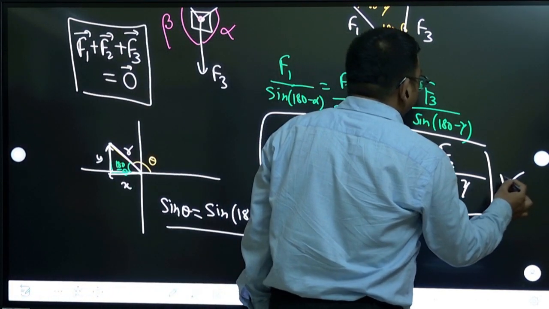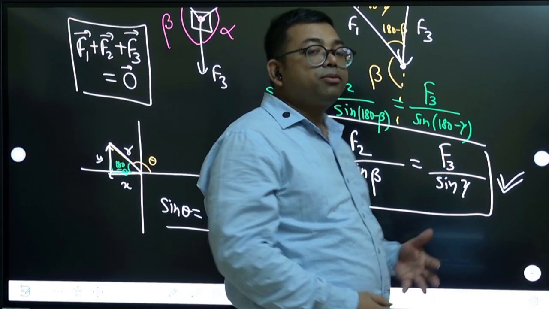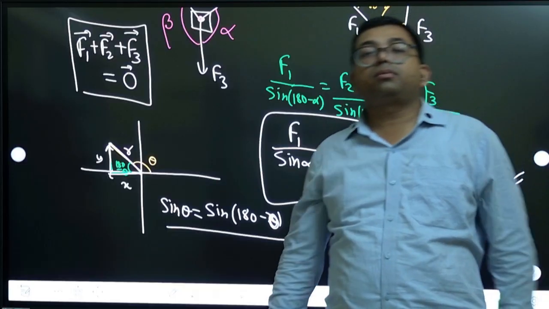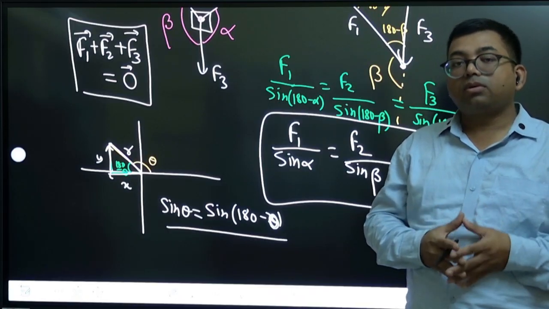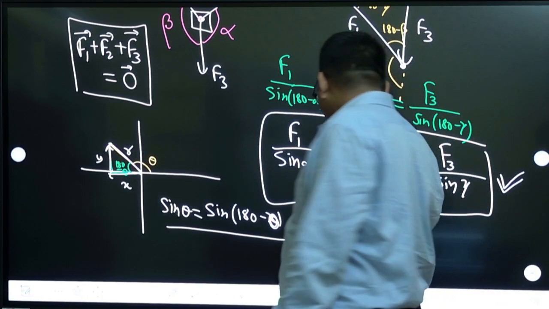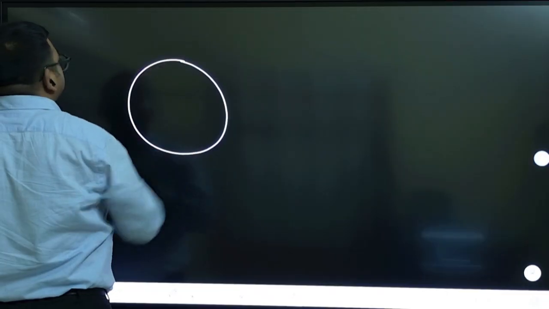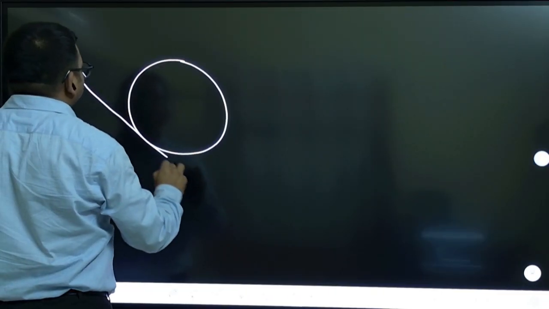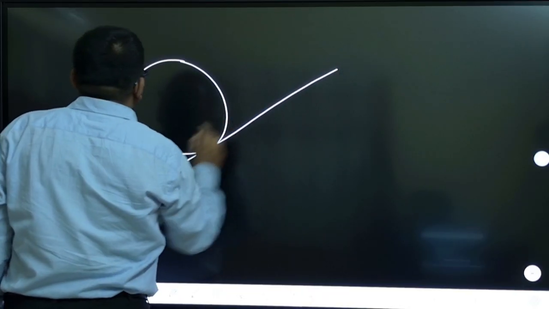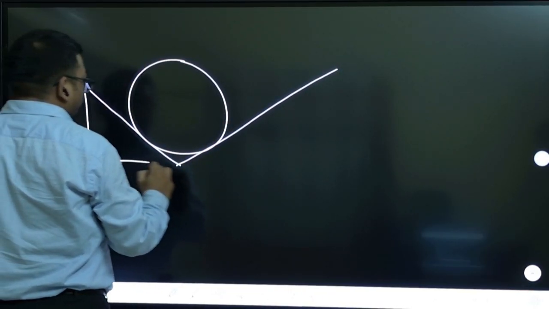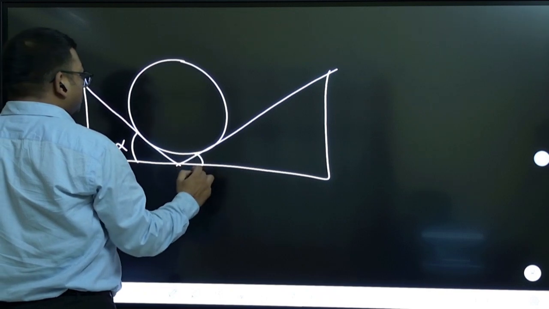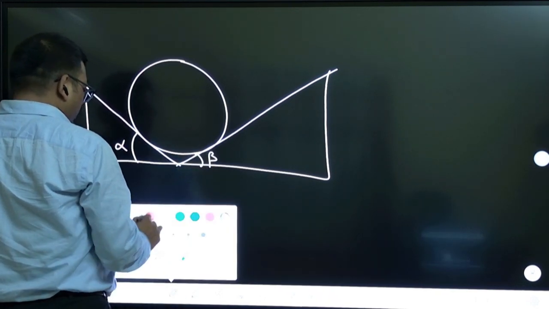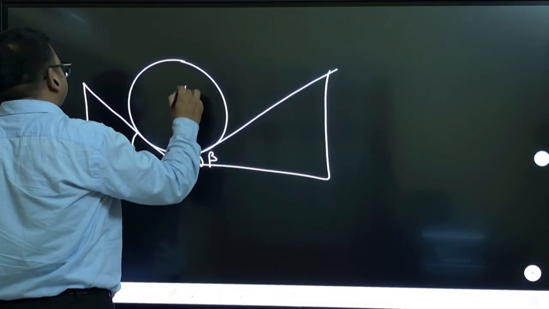So this is an important rule and it is used to solve many problems of static equilibrium. Whenever equilibrium is happening, we can apply this concept and we can solve. Let us take one example, a very important example. Suppose that there is a cylinder or sphere also you can take, and this is kept on two inclined planes, right? This inclined plane makes angle alpha, this makes angle beta. They are different, and this has got a mass m.